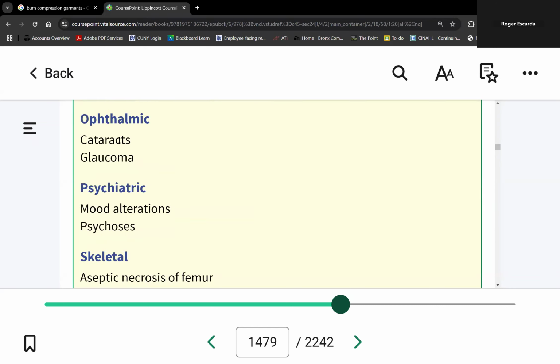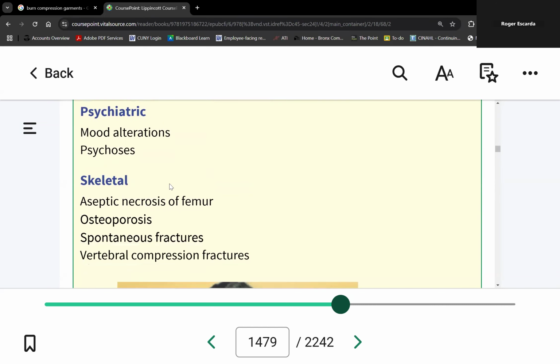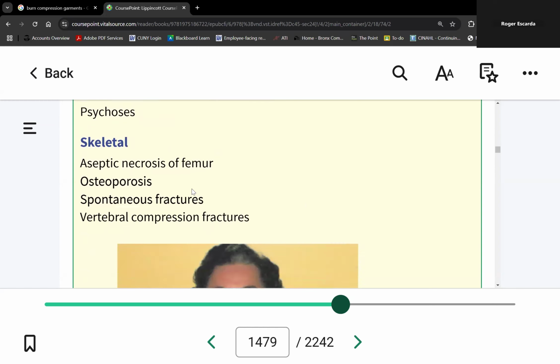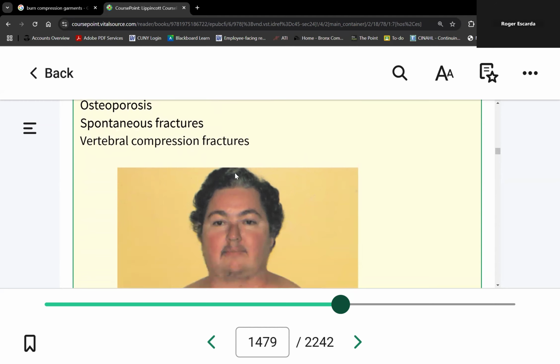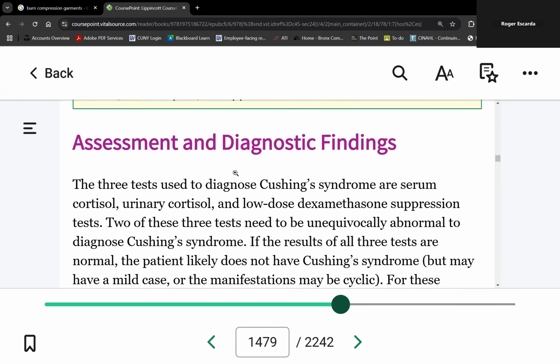It can cause cataracts, glaucoma. There'll be mood disorders as well, mood changes. Osteoporosis will develop because now they have abdominal obesity, so that means they can have back pain. There'll be muscle wasting as well because now there's more fat than muscle, and that could predispose them to compression fractures as well.